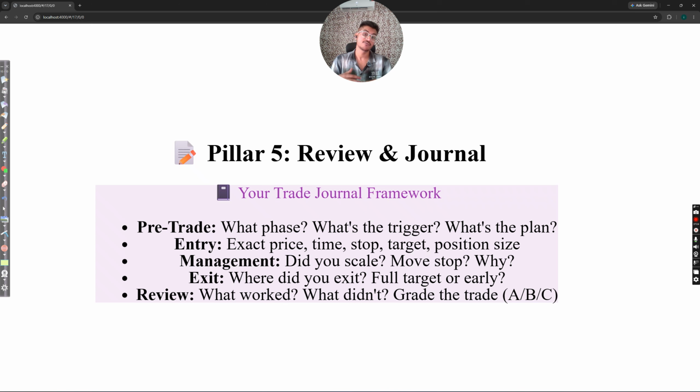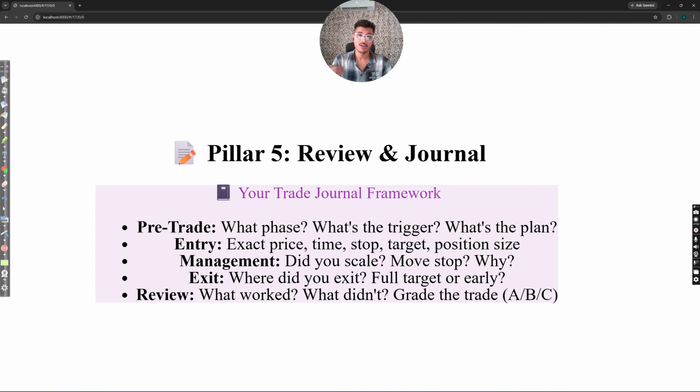As we are moving forward with trading and applying this principle, we need to have data. We need to log our trades, noting what sort of principles we applied, what we should have done, and what we didn't do, so that we can progress step by step. Okay, and then finally review: what worked, what didn't work, and grade the trade A, B, or C.